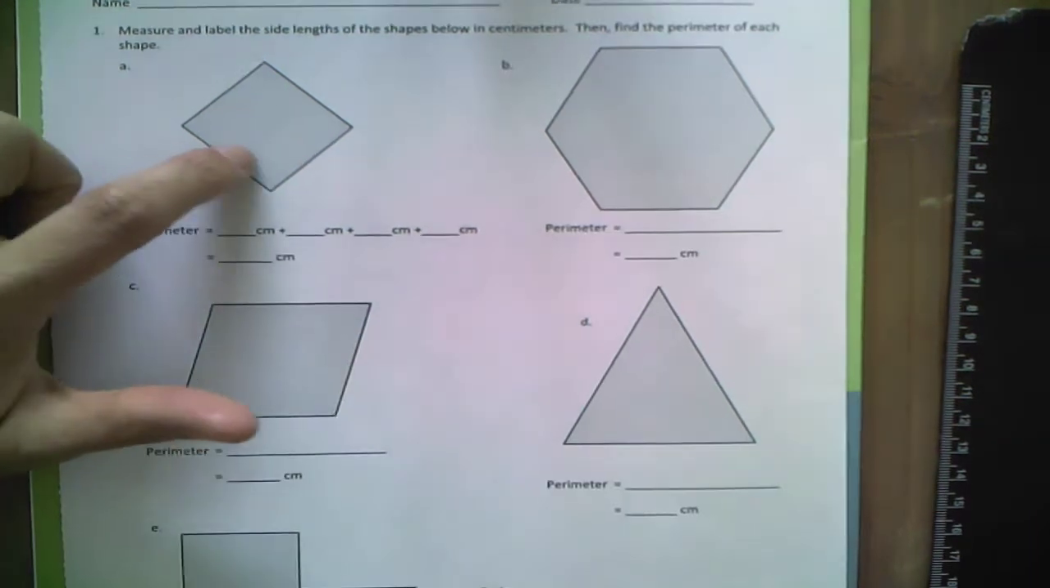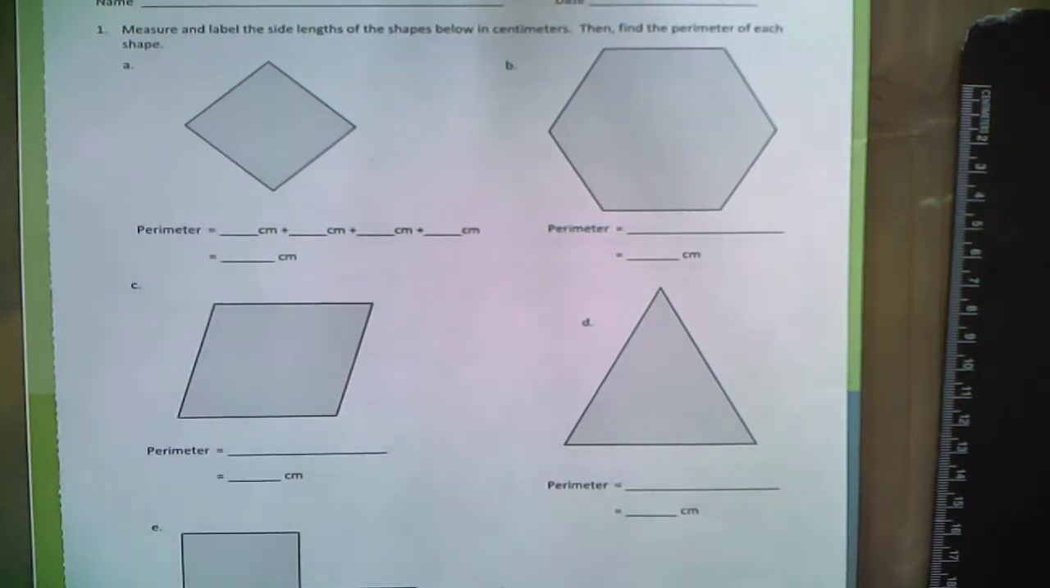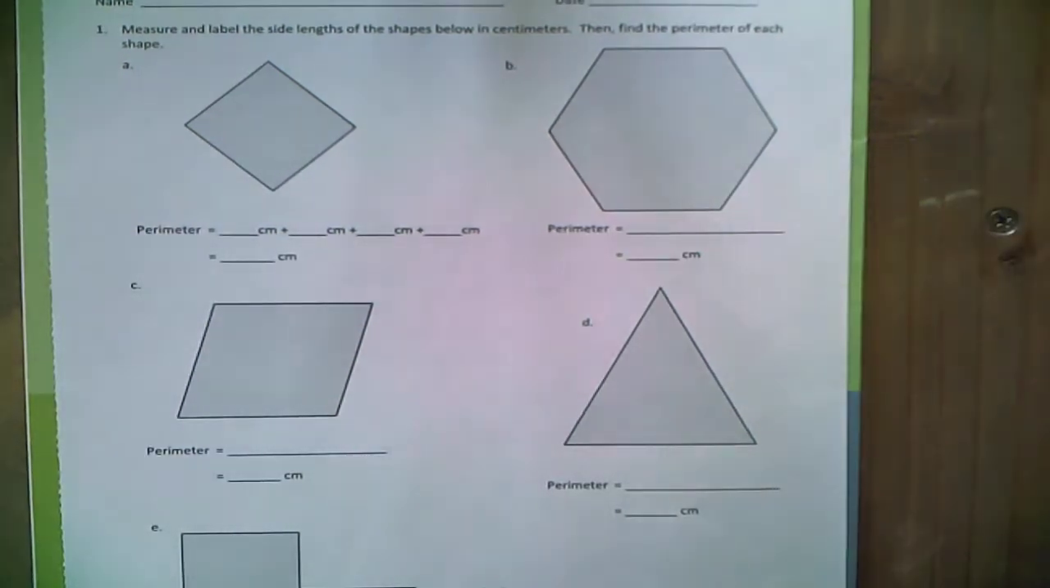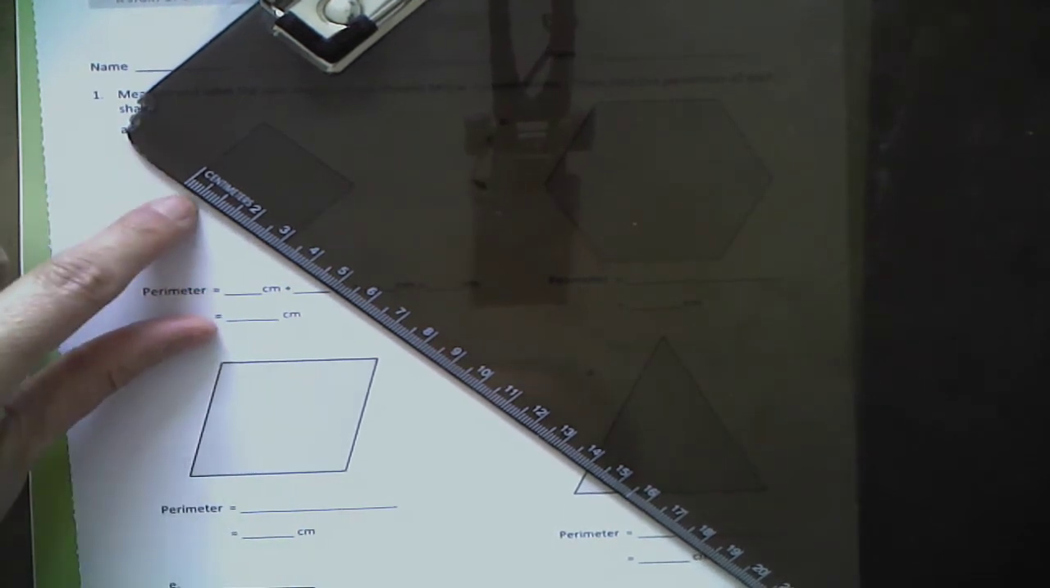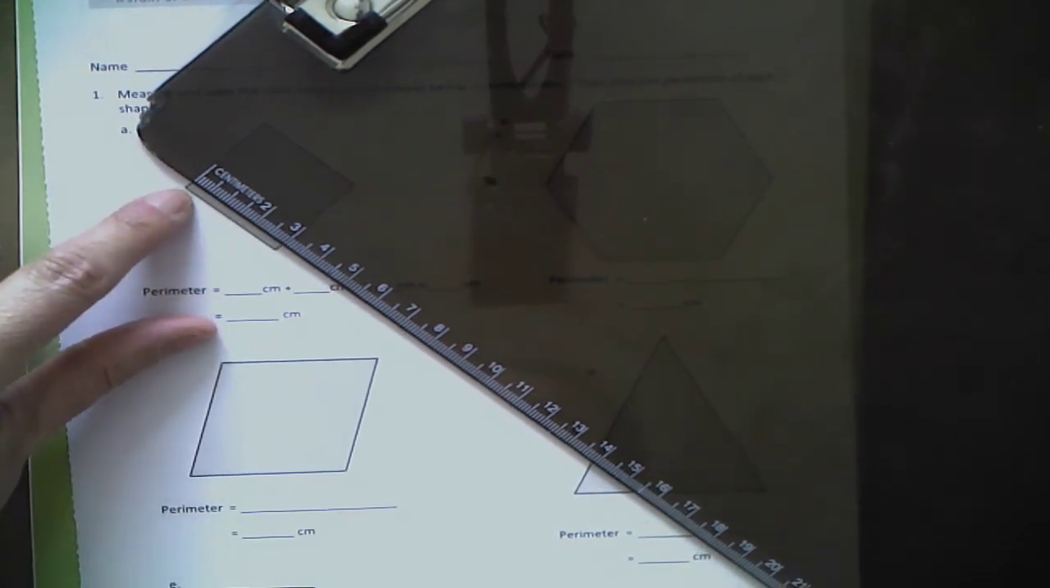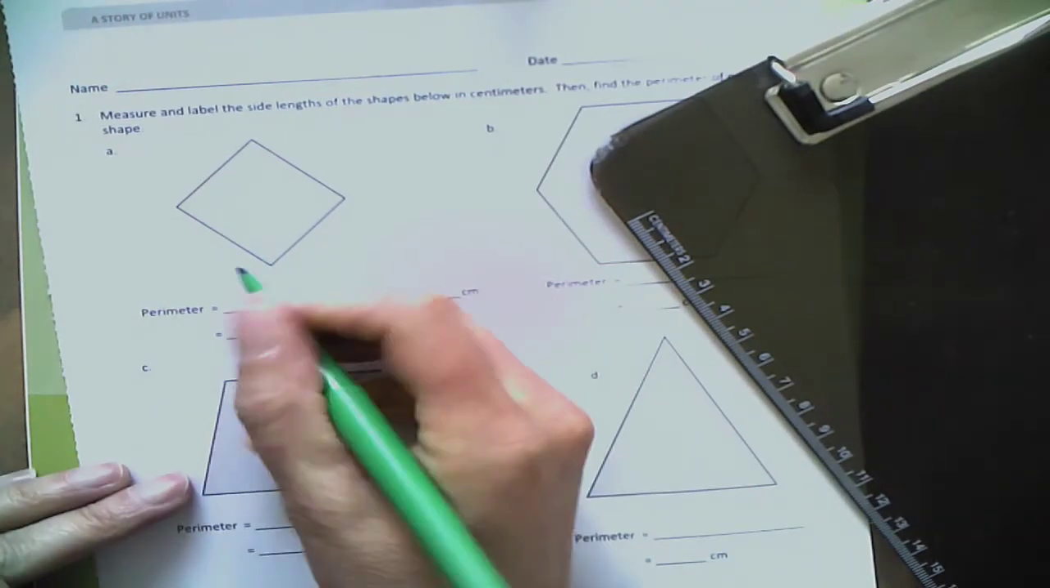So I don't know. To me, this kind of looks like all the sides will be the same. Measurement, let's see. I'm going to use my handy dandy ruler here. And I'm measuring, looks like 3. So the beginning of the line is here, the end of the line is there. It's 3 centimeters. Put 3 for the first side.